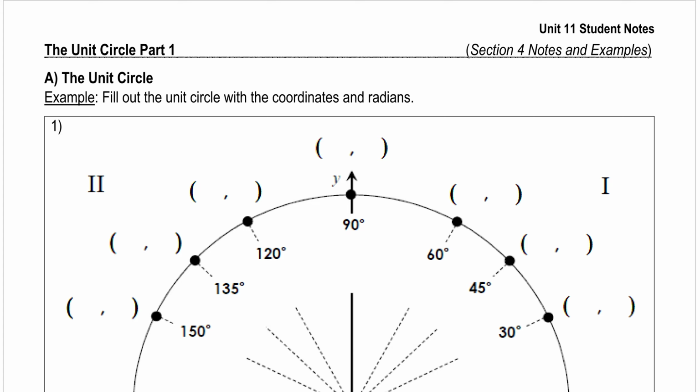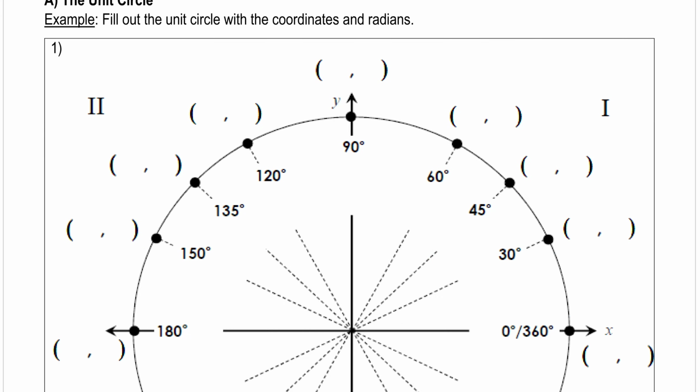Unit 11, Section 4. This is the unit circle, Part 1. Alright, the unit circle. We just want to fill out the unit circle with the coordinates and radians. Notice I already give you the degrees to start out.